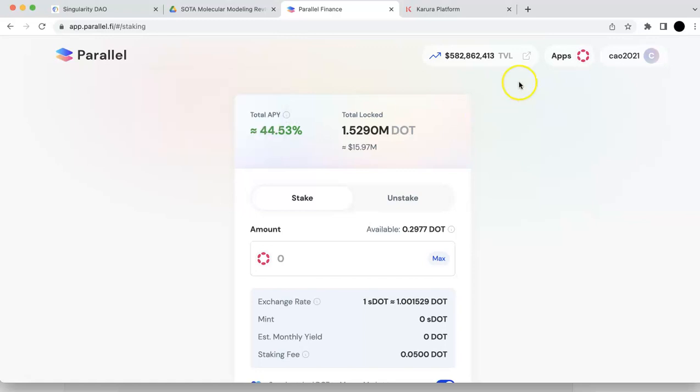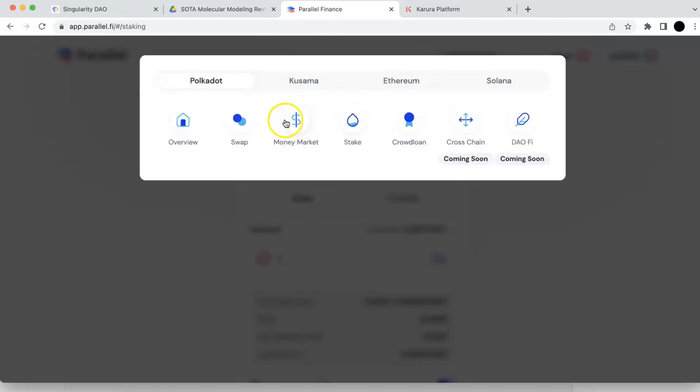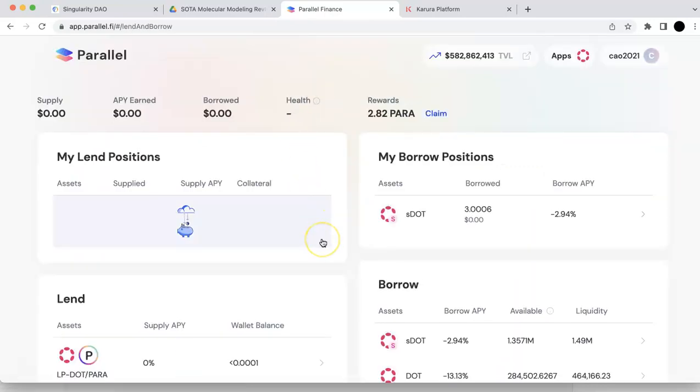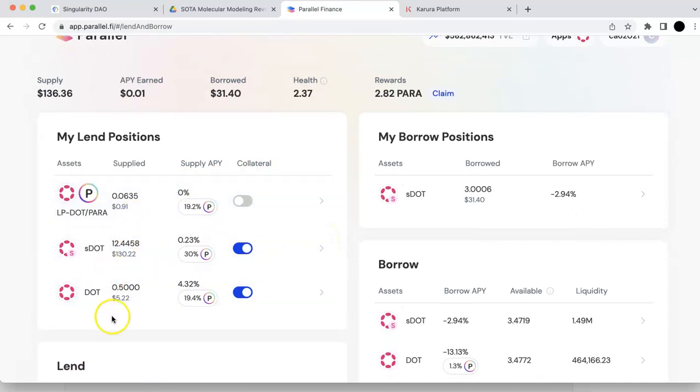para APR. So I'm going to demo here. If you go to the money market, I do have some of my sDOT. I lend them and I'm earning some actual rewards. You can see that these actual rewards are updated every day. And they have the health factor to describe how healthy it is if you try to borrow some sDOT.